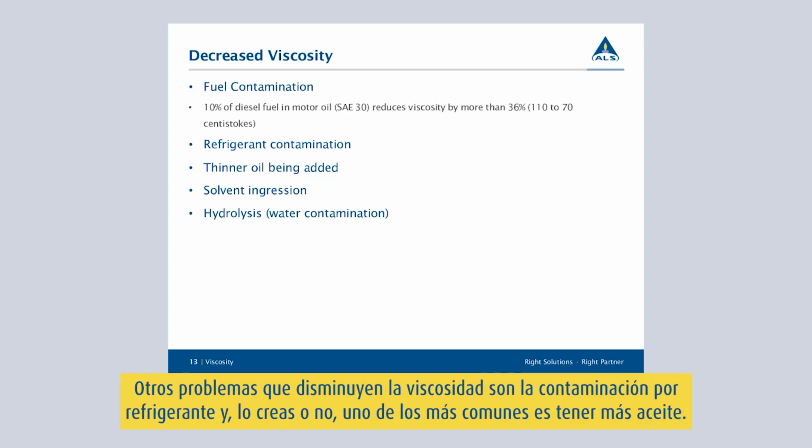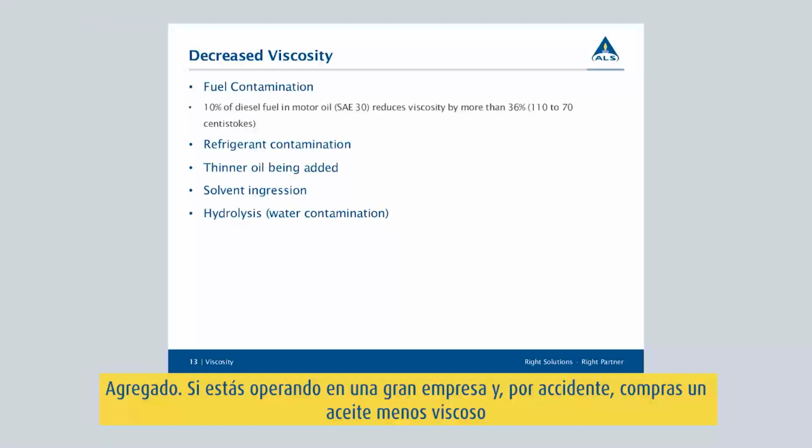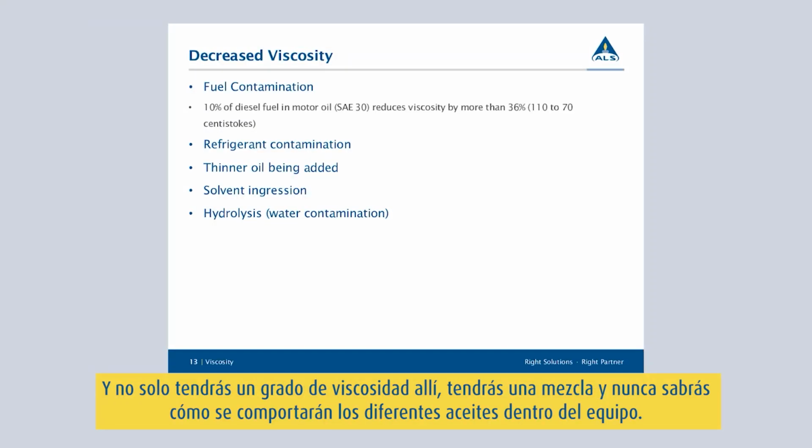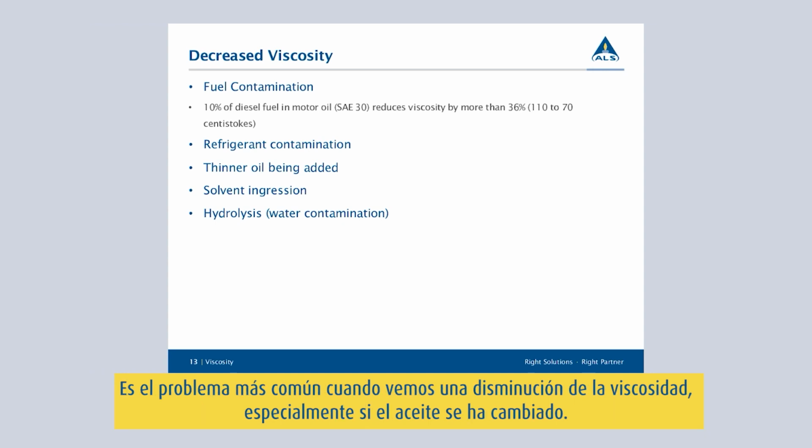Other issues that decrease the viscosity are refrigerant contamination. Believe it or not, one of the more common ones is a thinner oil being added. If you are operating a larger company, or just by accident you happen to purchase a thinner oil instead of the one that you regularly purchase, when you mix those two together, they're going to decrease your viscosity, and you're not just going to have one grade oil in there. You're going to almost have a mix, and you never know how those are going to mix. It is one of the more common problems that we see when viscosity is decreased, especially if the oil's been changed, or as we call it, topped off.